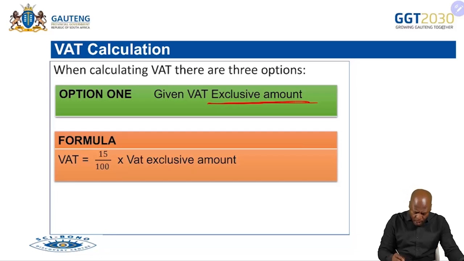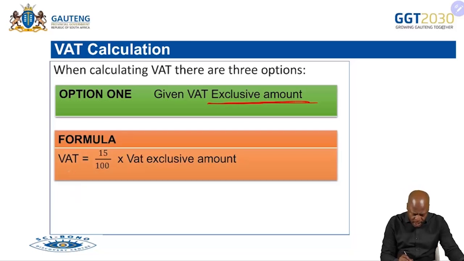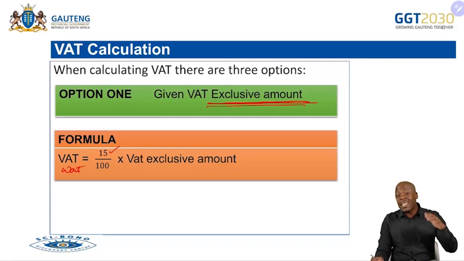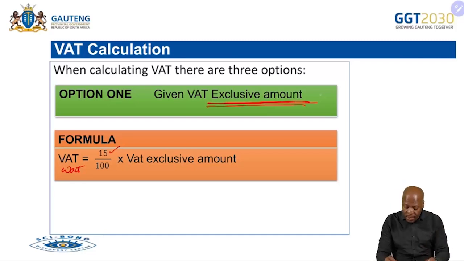So here, what we want is our VAT. This is what we want. If we want VAT, that is my 15%, I have to have something that I have. In this case, I'm given an exclusive amount. You'd remember what I just taught you a while ago, that when we are VAT exclusive it is 100%. So you want 15, and what you have is the VAT exclusive, which is 100%, multiplied by the VAT exclusive amount.